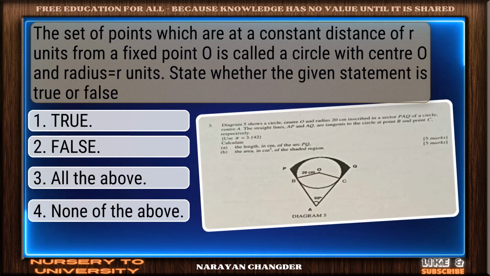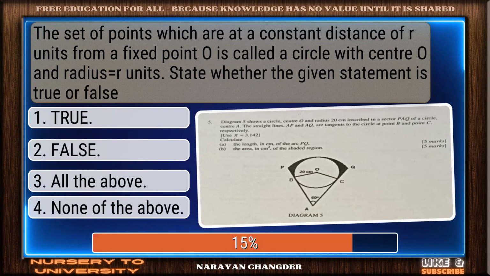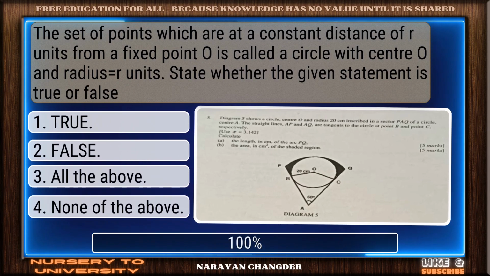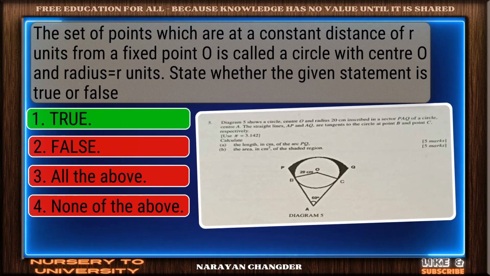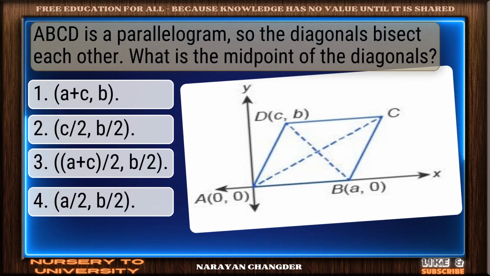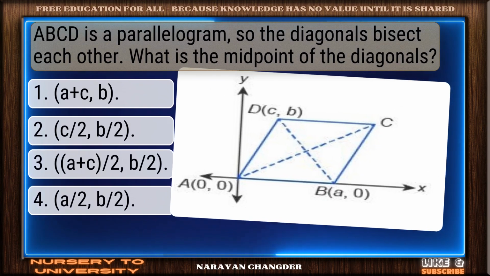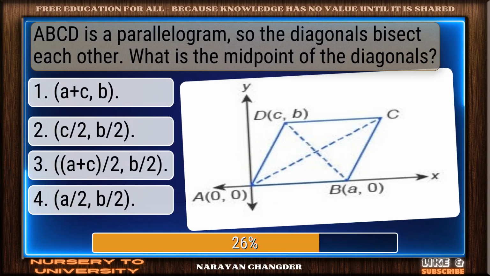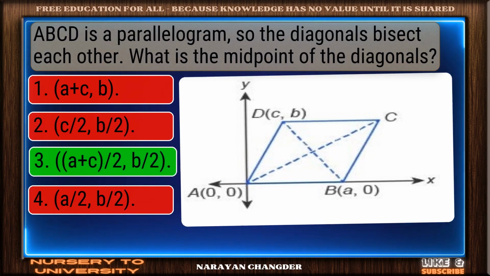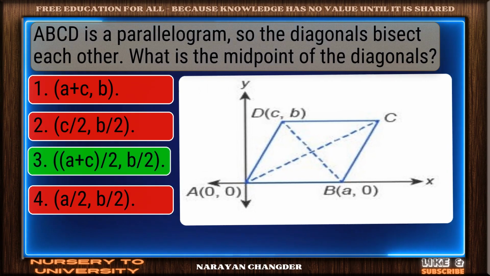State whether the given statement is true or false. Excellent choice. True is right. ABCD is a parallelogram, so the diagonals bisect each other. What is the midpoint of the diagonals? Great thinking. 2, 2 is right.